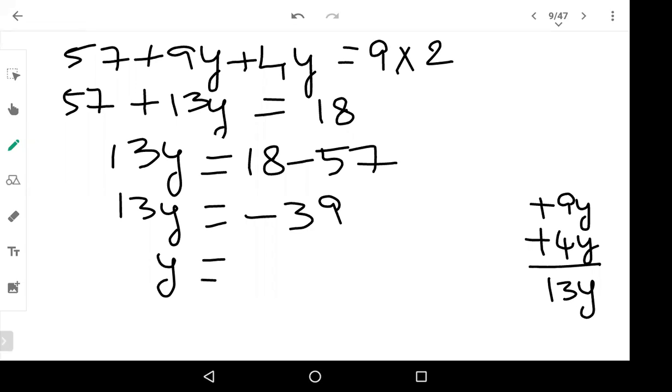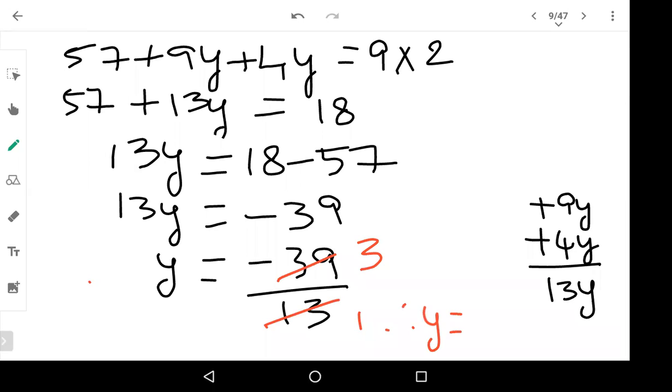So y is equal to minus 39 by 13. So you can divide them. 13 ones are 13 and 13 threes are 39. So what do I get? Therefore, y is equal to minus 3. Now from this, I got to know the value of y. Okay. Now let us substitute this value of y in any of the equation and we will find out the value of x. Okay.